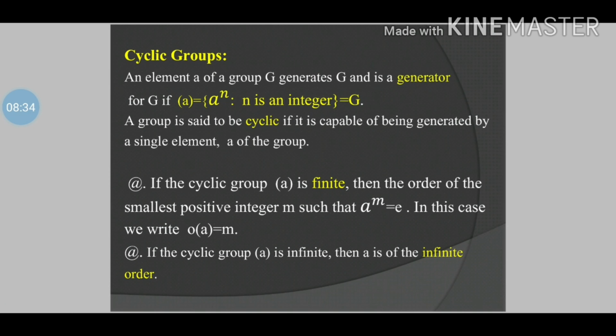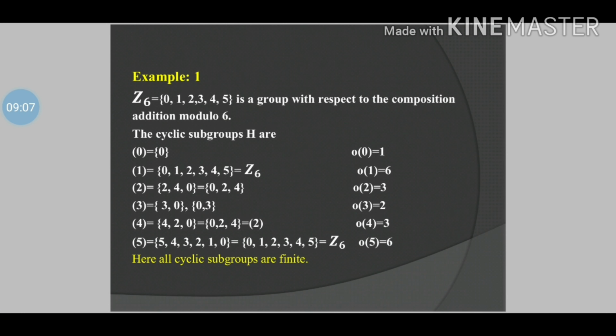Cyclic group. An element a of a group G generates G and is a generator of G if cyclic a, which is {a^n : n is an integer}, is equal to G. A group is said to be cyclic if it is capable of being generated by a single element a of the group. So a cyclic group is just like a cyclic subgroup, but here the group itself is cyclic and capable of being generated by a single element. In the previous example, example number 1, Z6 is equal to {0, 1, 2, 3, 4, 5}. This group itself is a cyclic group because while we were going through the cyclic subgroups, cyclic 0, 1, 2, 3, etc., we saw that cyclic 1 is equal to Z6 and cyclic 5 is equal to Z6.